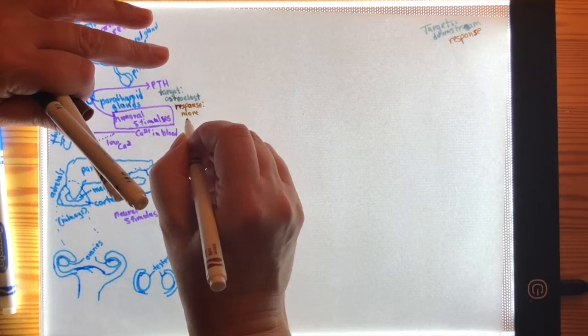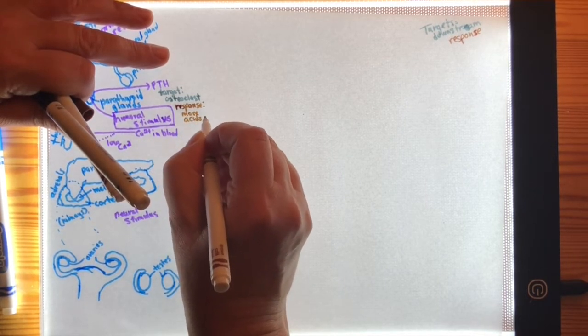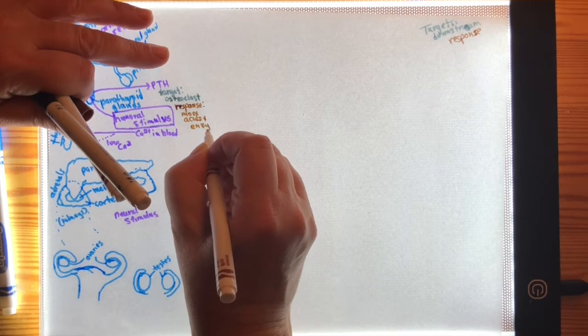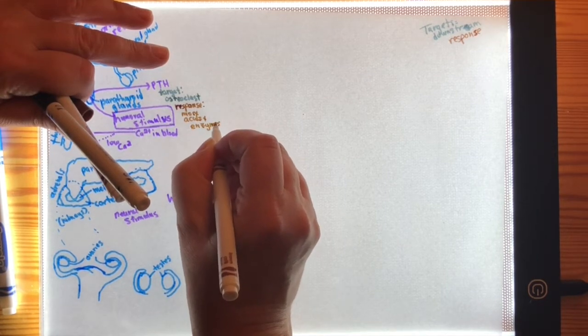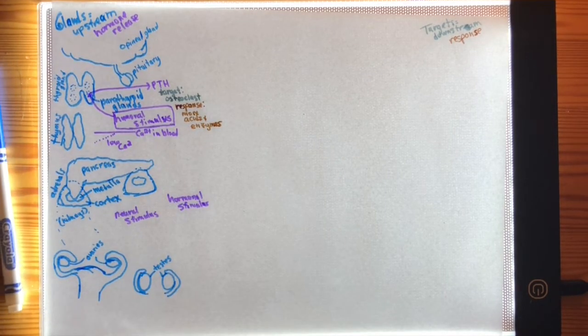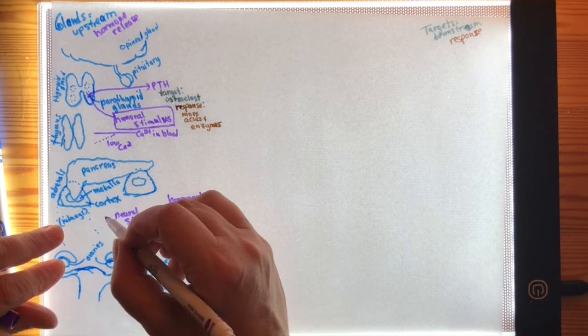The response in this case is going to be enhancing the production of the osteoclasts, which would be increased acids and enzymes released, which in turn eats away bone material and causes the release of calcium back into the blood and therefore raises the blood calcium levels.